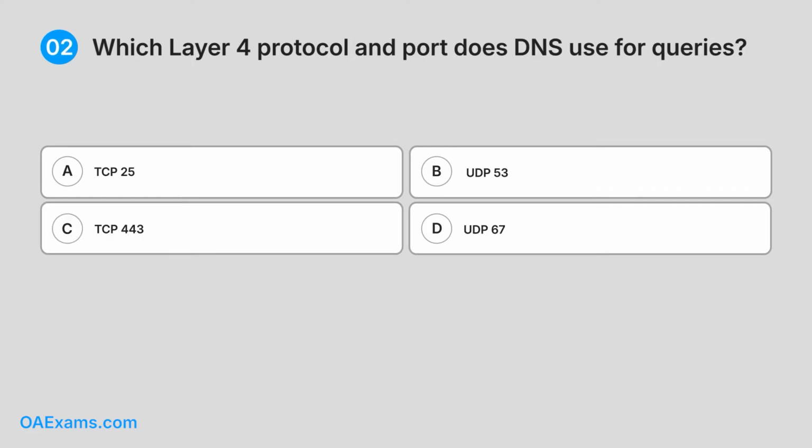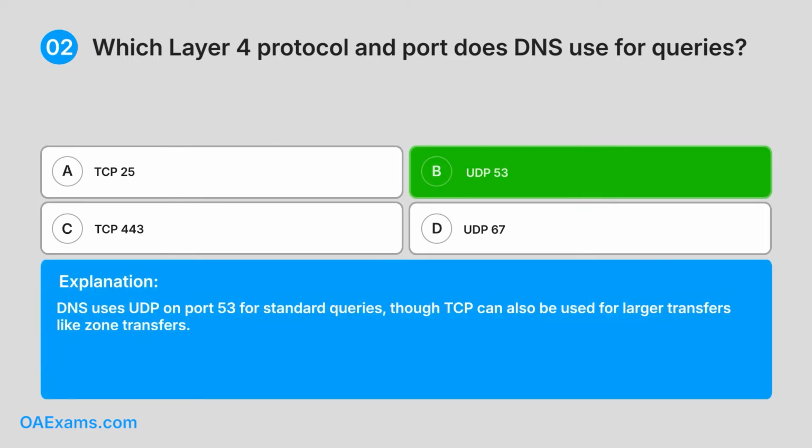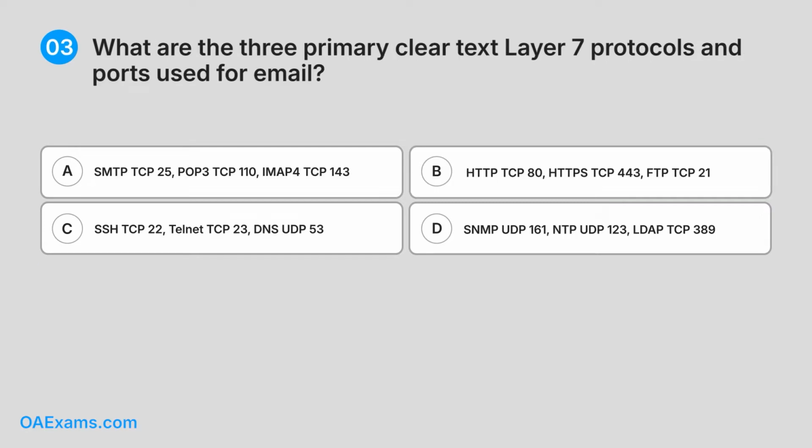2. Which layer 4 protocol and port does DNS use for queries? A. TCP 25. B. UDP 53. C. TCP 443. D. UDP 67. Do you know the answer? Correct answer: B. UDP 53. Explanation: DNS uses UDP on port 53 for standard queries, though TCP can also be used for larger transfers like zone transfers.